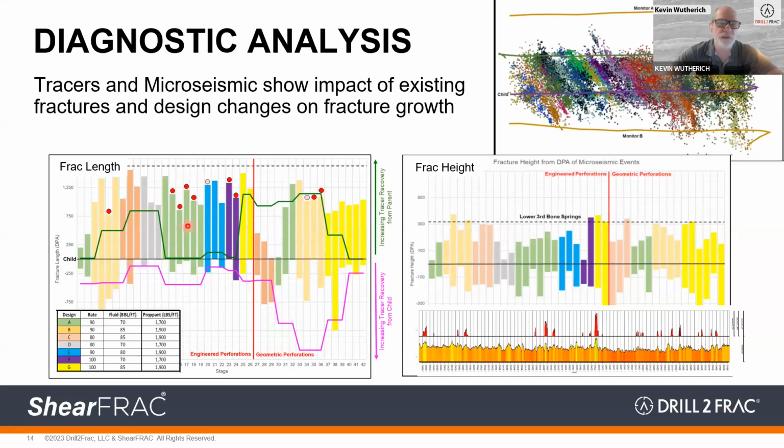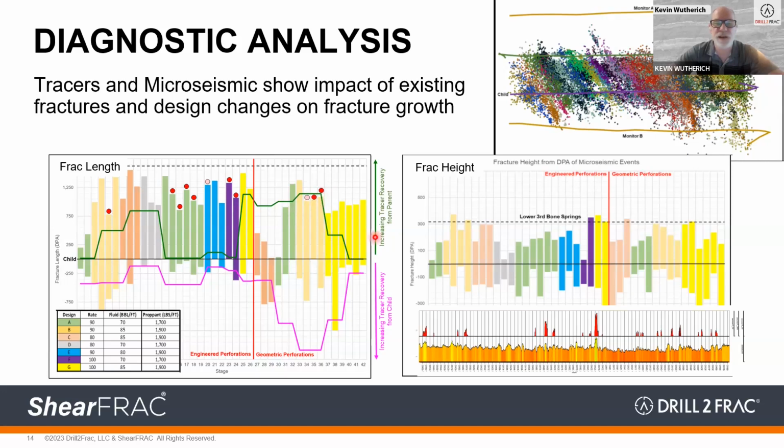So first of all, these colors are the different designs. Whenever they did an engineered completion using this design A, they really didn't see almost any tracers showing up in the parent well. However, when they used that same design in a geometric design, they actually saw quite a bit of tracer going through. Similar to this orange, yeah, they see some tracer in the parent well when they do engineered, but they see quite a bit more when it's geometric.